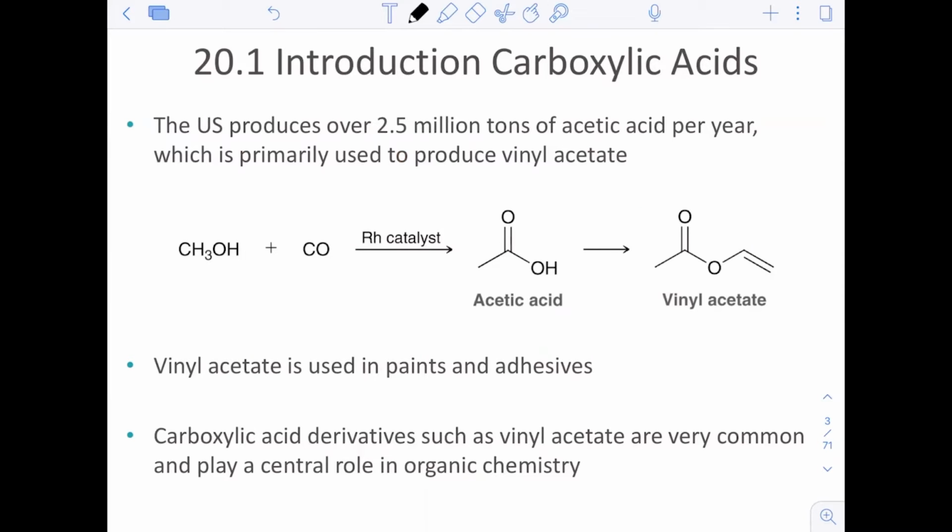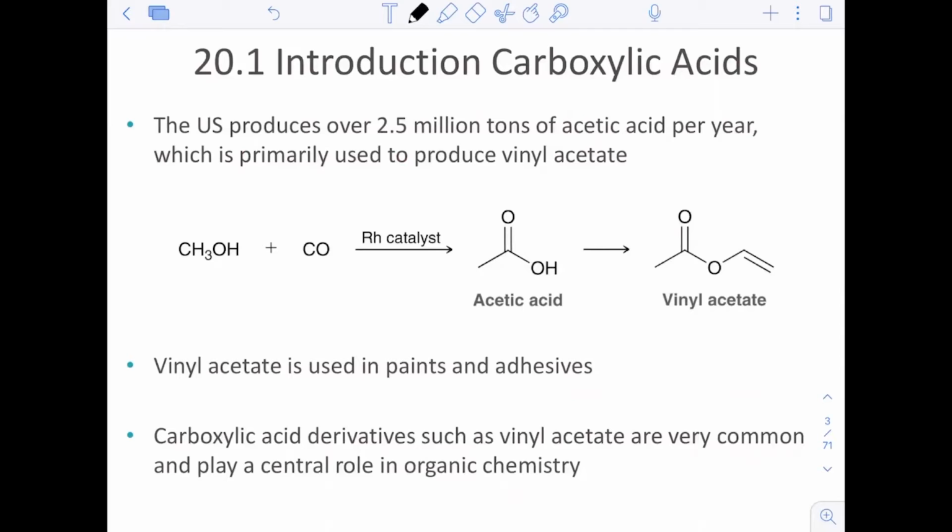So the U.S. produces over 2.5 million tons of acetic acid per year. Acetic acid is household vinegar, and it's primarily used to produce vinyl acetate. The vinyl acetate is then used in paints and adhesives, but acetic acid also is something that we probably are very familiar with.